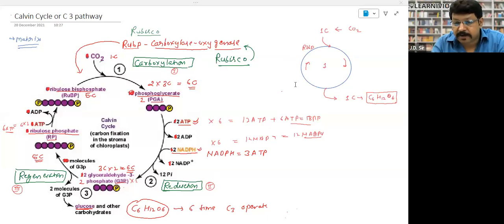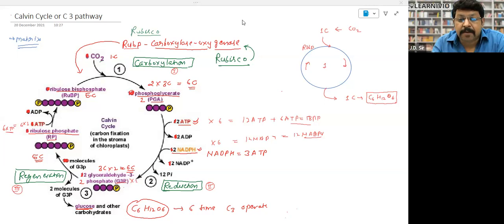First thing, why is it called Calvin? The Calvin cycle is also called the C3 cycle. Why? Because the first stable compound in this cycle is a 3-carbon compound. That's why it is also called C3.